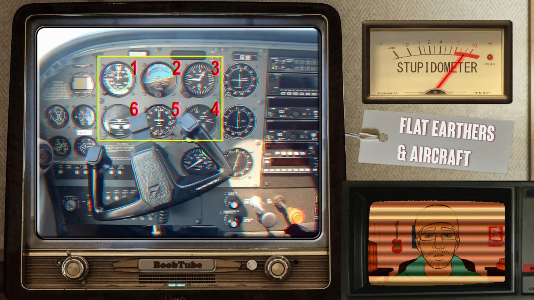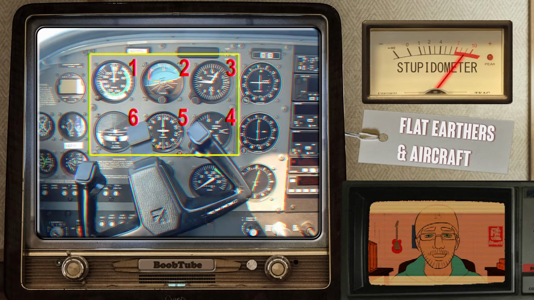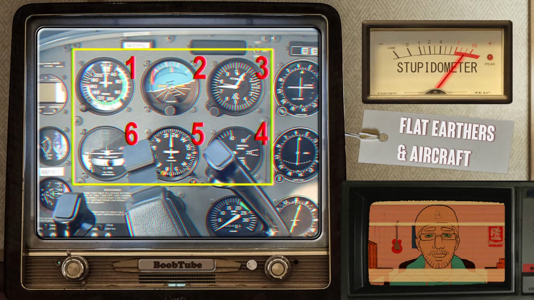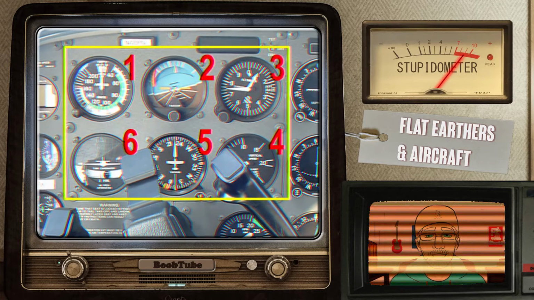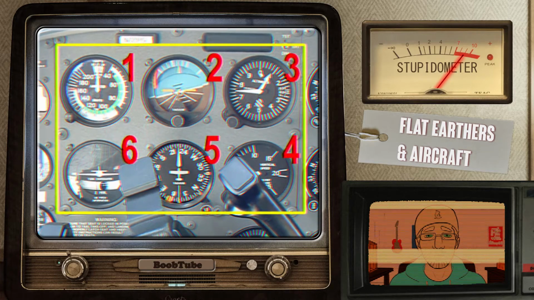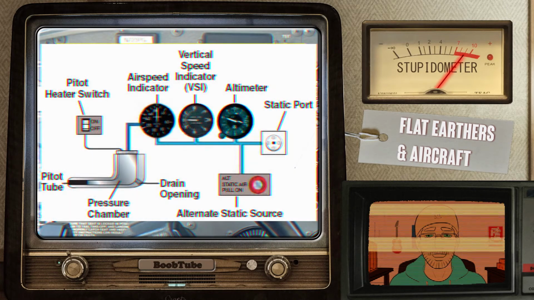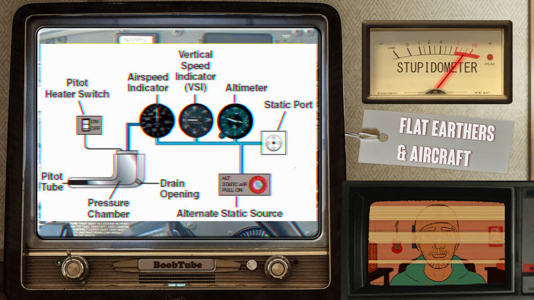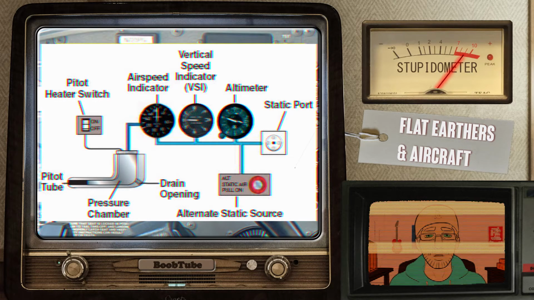Now 3 of these instruments are connected to the aircraft's pitot static pressure system, and the other 3 are gyros, typically connected to the aircraft's vacuum system pumps. The pitot static system relies on a pitot tube to measure the dynamic pressure due to the forward motion of the airplane through the air, and the static vents to measure the static outside barometric pressure as the airplane gains or loses altitude.